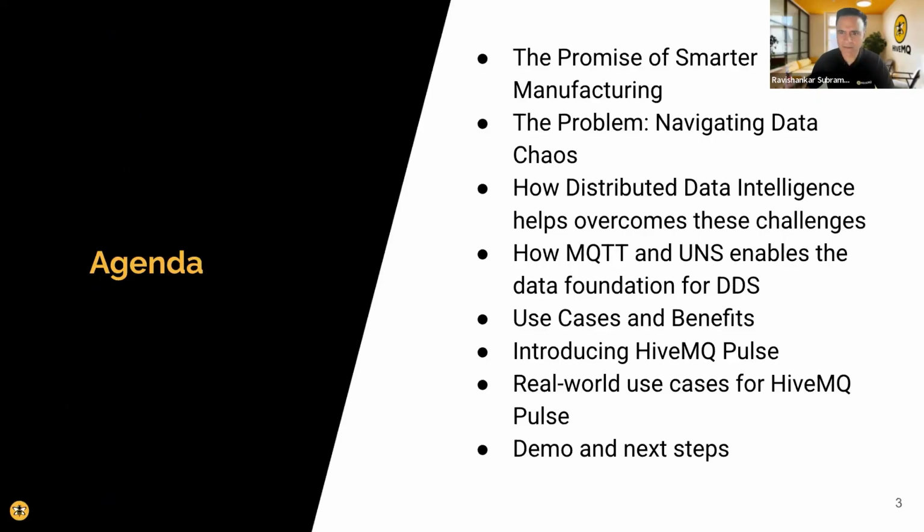So this is the agenda. I mean, the promise of smarter manufacturing. What are some of the problems that we face around this data chaos as we see it? How distributed intelligence, and I'll obviously talk about what it is, can help overcome some of these challenges. How a technology like MQTT or Unified Namespace provides that foundation for distributed data intelligence, and then some of the use cases and benefits, and then I'll hand it over to Kudzai to talk about Pulse and some of the use cases and so on. All right, so that's the agenda.